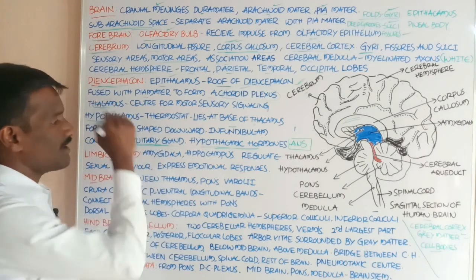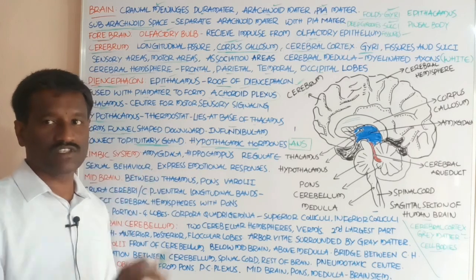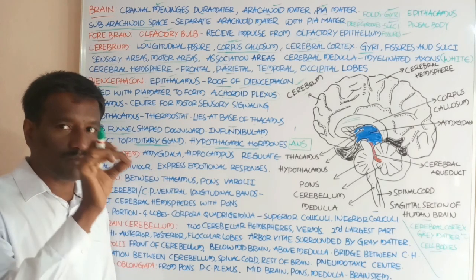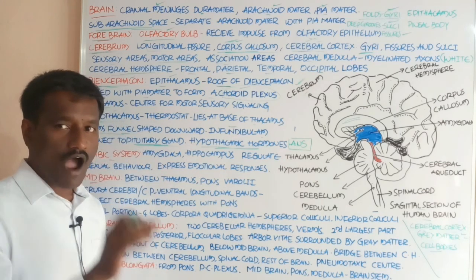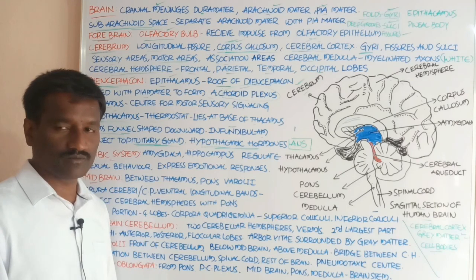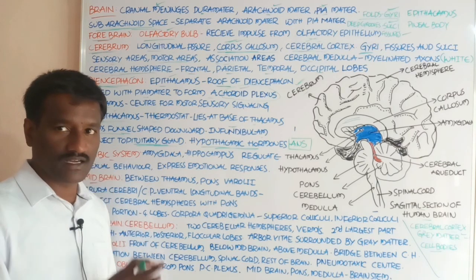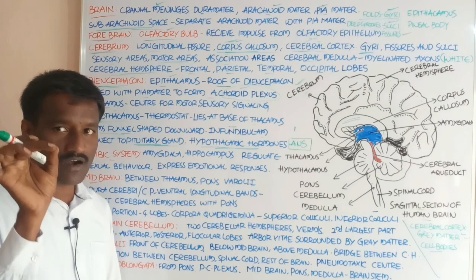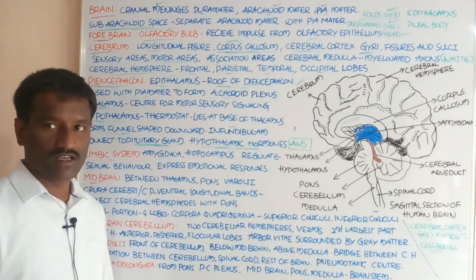The hypothalamus mainly regulates the autonomic nervous system in the body, and it also contains centers that regulate such functions: the osmoregulatory center, thermoregulatory center, satiety center, hunger center, and thirst center. These centers are present in the hypothalamus, and these functions are also regulated by it.